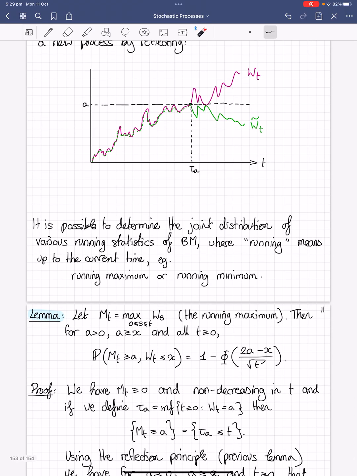Okay, so the lemma is, if we denote by M_t the running maximum of the Brownian motion up to time t, then for level a strictly greater than 0 and a greater or equal to x and all positive times, the joint distribution of the running maximum of the Brownian motion being greater or equal to a and W_t being less than or equal to x is actually given by 1 minus the normal CDF evaluated at (2a minus x) over the square root of t.